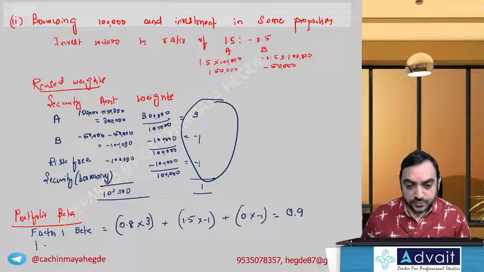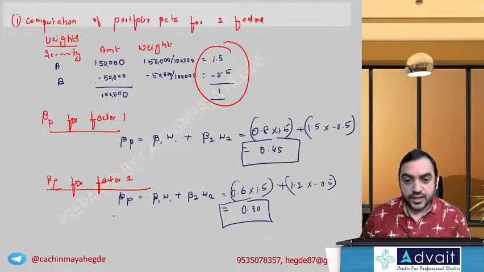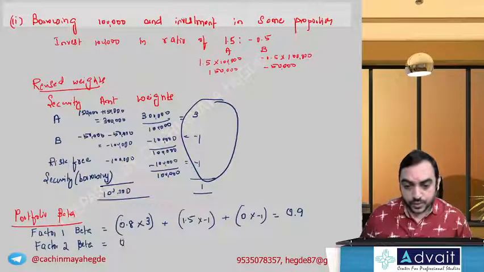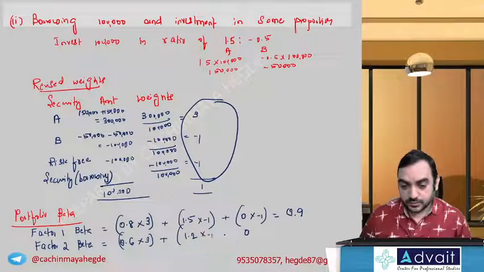Factor 2 beta. What are the factor 2 betas? We have 0.6, 1.2 and 0, multiplied by 3, minus 1, minus 1. So that will give you 0.6.